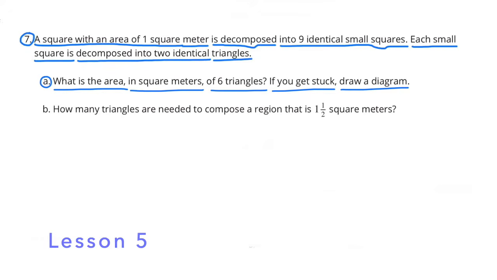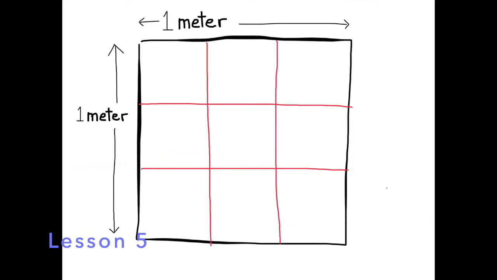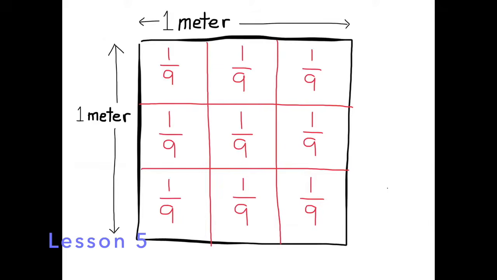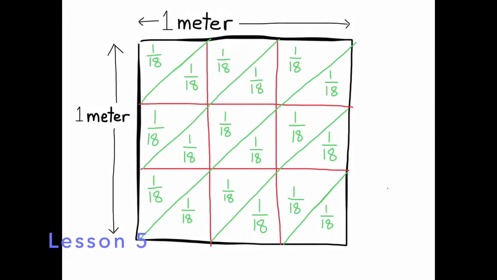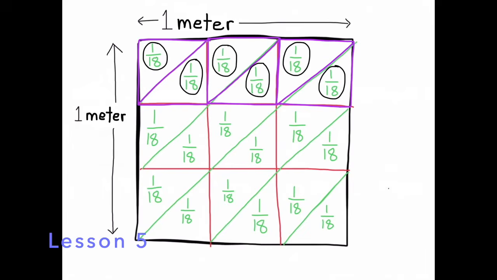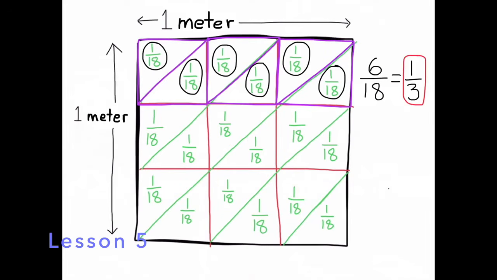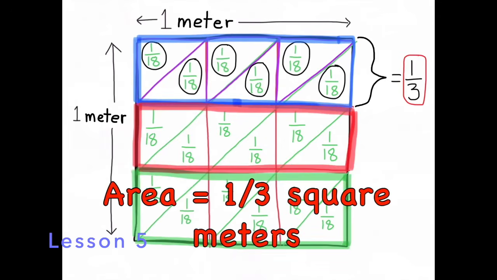I'll draw a diagram, and I'll start with 1 square meter. Then I'll divide it equally into 9 squares. Each square is 1/9 of the meter. Next, I need to cut those squares into triangles, or in half, which would make each triangle 1/18 of a meter. In other words, there's 18 altogether. If I take 6 out of the 18, I have 6/18, or 1/3 of a meter. The area of 6 triangles is 1/3 square meters.